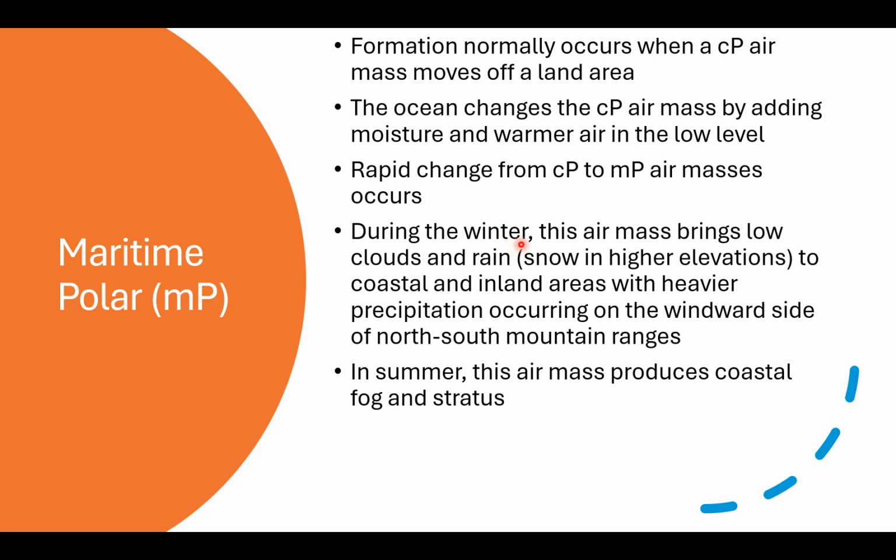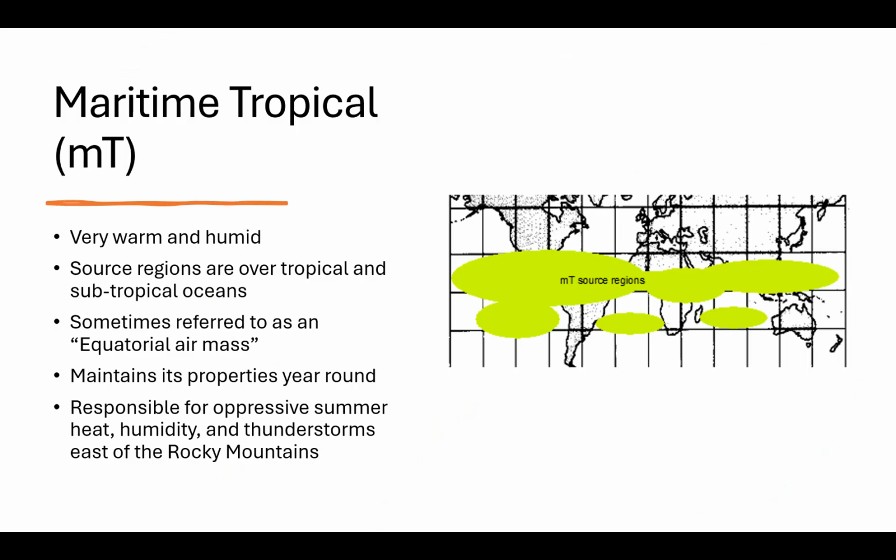During the winter, the maritime polar air mass may bring low clouds and rain, and bring snow to higher elevations, to coastal and inland areas. It has heavier precip associated with it occurring on the windward side of north to south mountain ranges. And in the summertime, maritime polar air is the air mass that really produces that thick, very dense coastal fog and low clouds, specifically off of New England.